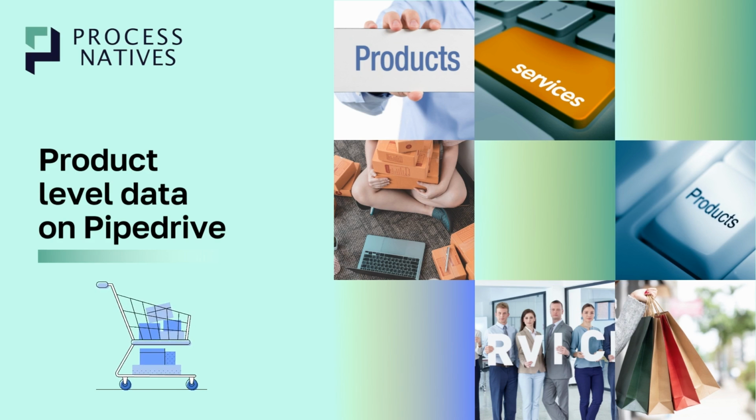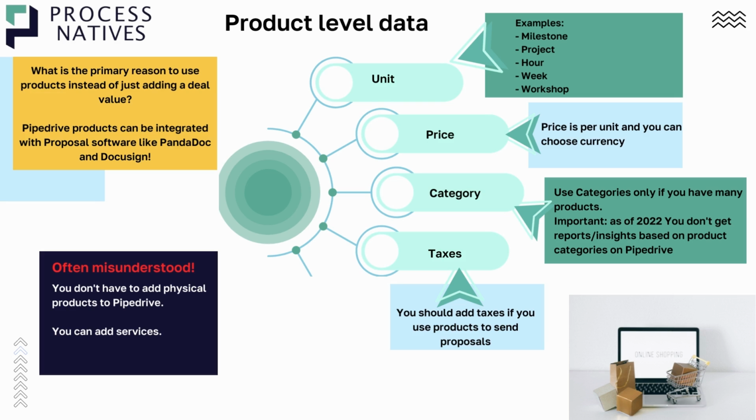Another level is product level, and that is usually very ignored in Pipedrive. Products is a very flexible feature on Pipedrive. First thing to note, you don't have to add physical products. It can be services. So it means that any kind of company can use the products feature on Pipedrive. Second, products help you streamline your proposals. If you add them to your deal, third-party software like PandaDoc takes that information and adds it to the proposal with just one click.